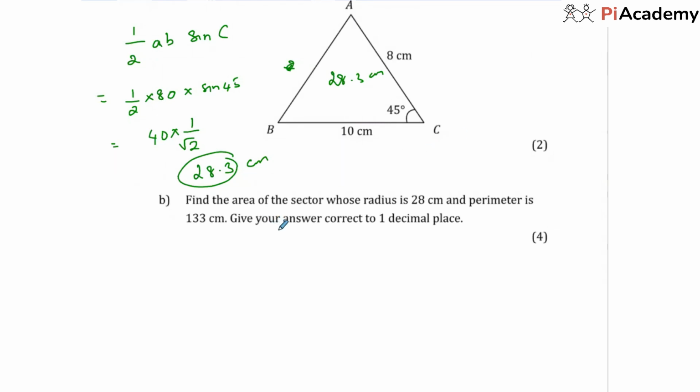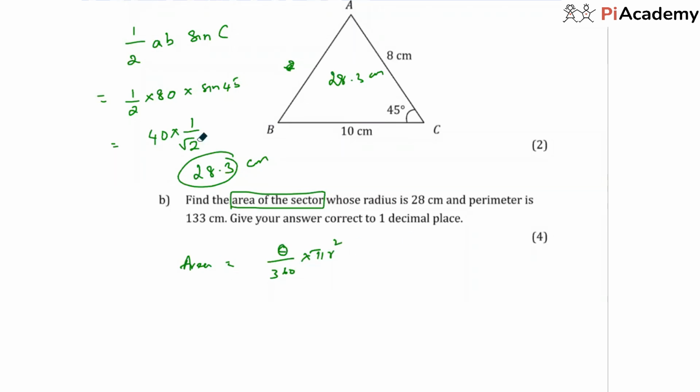Find the area of the sector. What is the area of sector formula, by the way? Umaira, what is the area of sector formula? Would it be angle over 360 times pi r squared? Yes. Area of sector is theta over 360 times pi r squared. That's the area of the sector.